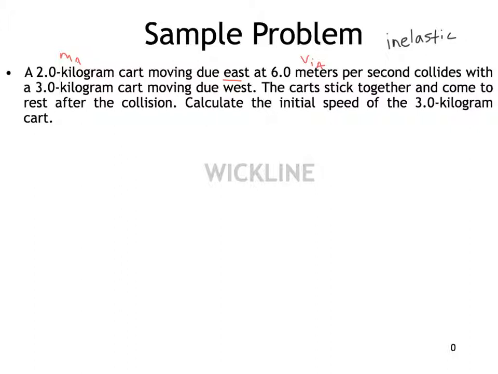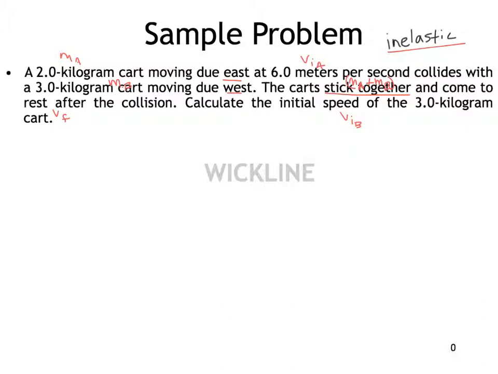It collides with a 3 kilogram cart, so it's going to be my MB. Moving due west, so here's my east-west issue. I'll have to be careful about positive and negative. The carts stick together, and this is what makes the question inelastic. And I'm going to call this MA plus MB. So it's MA and MB once they stick together. And they come to rest after the collision. So that's going to be my VF. I guess I could say VF A plus B, but I'm just going to say VF and try to keep it a little more simple.